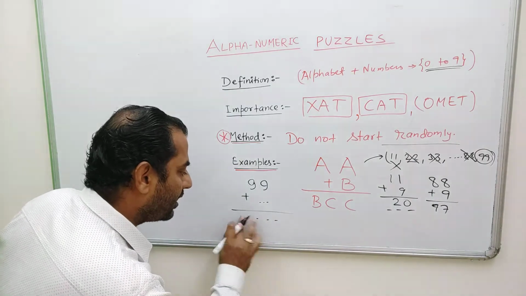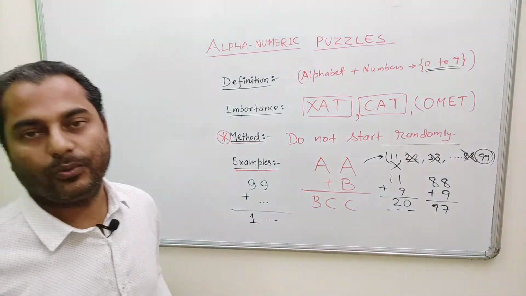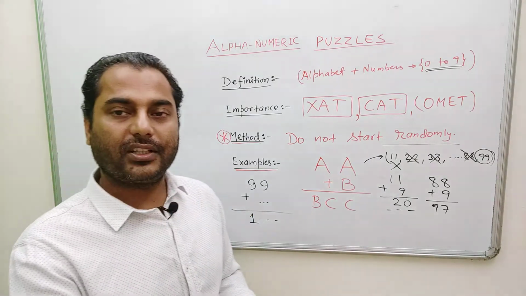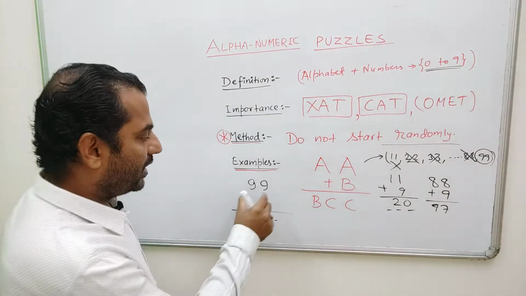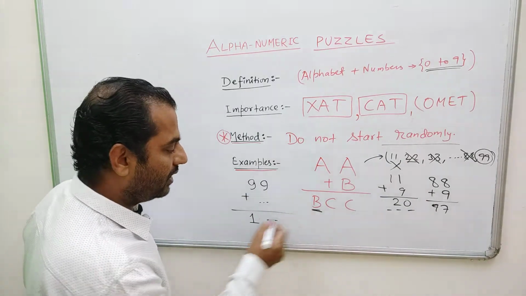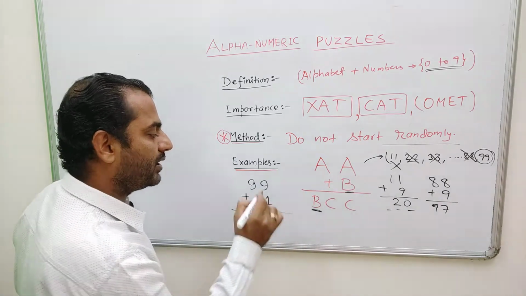It simply means that the hundreds place value is definitely going to be 1. Because 99 plus a single digit number will not become 200 something, it will never become 300 something. So that is why 99 plus something is giving me 100 something. This means B is equal to 1, and this value is also B. So I will have to add 1 here.